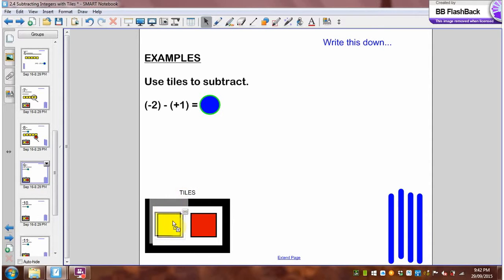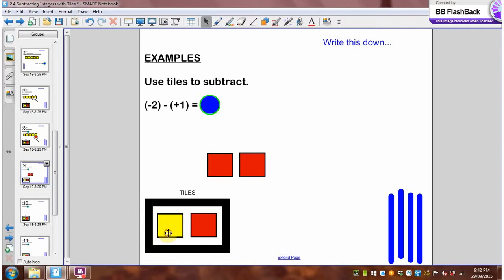Okay, so -2, -1, -2. Right on. So then we're asked to take away, subtract a +1, but we don't have a +1 up here yet to take away.